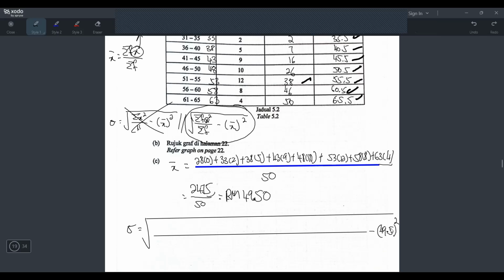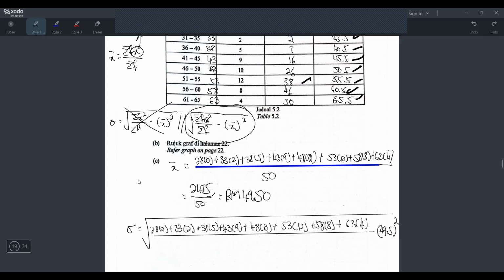Kalau you tak cari mean, macam mana nak cari standard deviation? Standard deviation is sisihan piawai in bahasa Melayu. Okay, what you write for the standard deviation, you will write 28 times 0 plus, is the same. It's the same. You just copy only 33 times 2 plus 38 times 5 plus 43 times 9 plus 58 times 10. It's just the same thing. Just copy only 53 times 12 plus 58 times 8 plus 63 times 4 is the same thing.